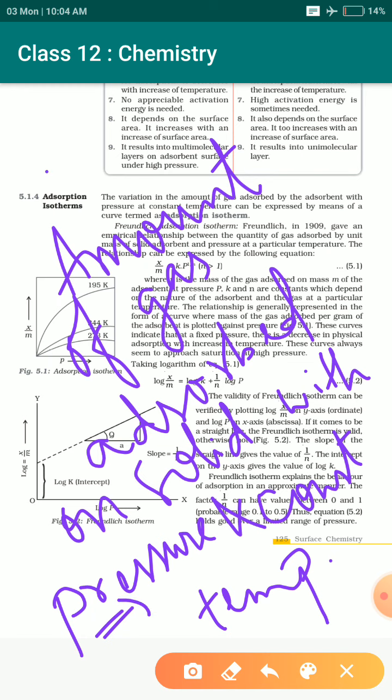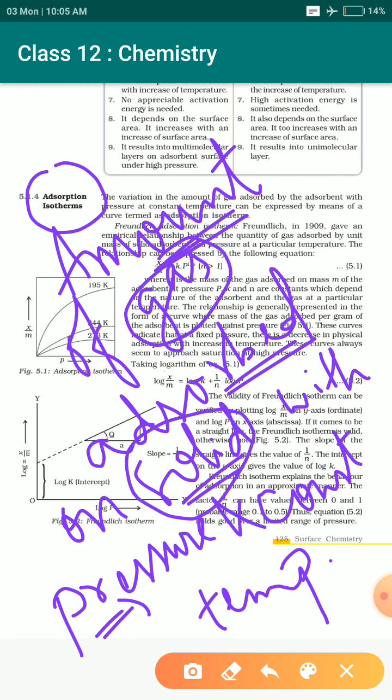This curve is shown with the help of a graph. That graph shows what amount of gas is being adsorbed on the solid. This adsorption isotherm shows the adsorption process of gas on a solid with the help of a graph where the pressure and the temperature are shown.